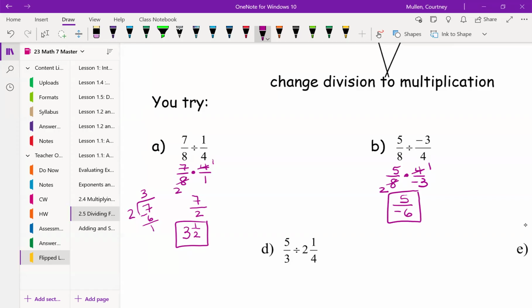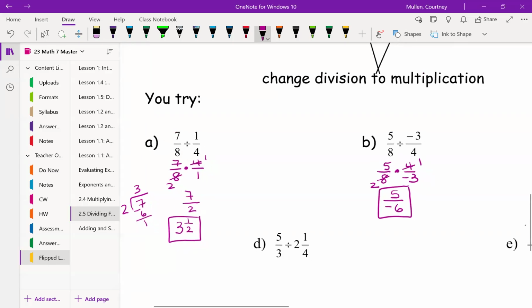-5/6. Can I convert this to a mixed number? No, that doesn't make sense. This is what type of fraction? A proper fraction, which means its value is already less than 1. So we are done here.